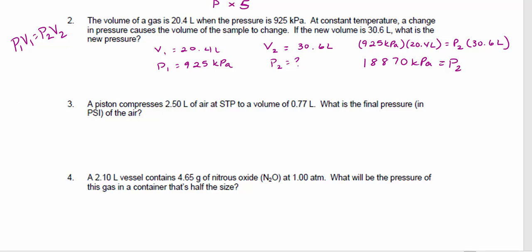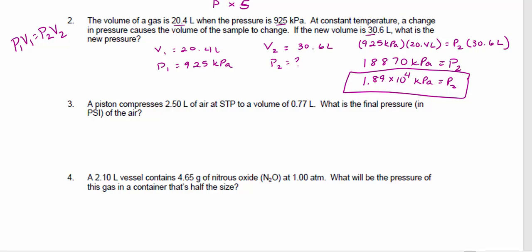Now, that's a lot. We have to look for our significant digits. We have 3 significant digits in all of our quantities here. So I'm going to put this in scientific notation. So 1, 2, 3, 4. And this is what I would report for my pressure: 1.89 times 10 to the fourth kilopascals, because I need 3 significant digits.